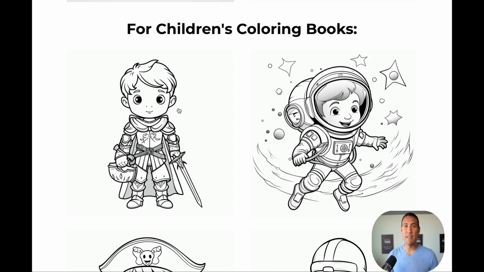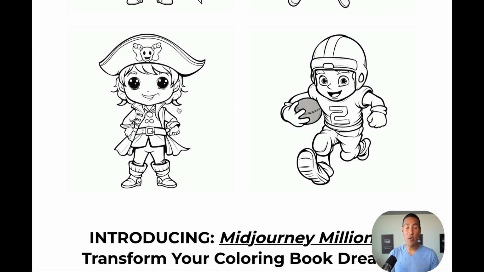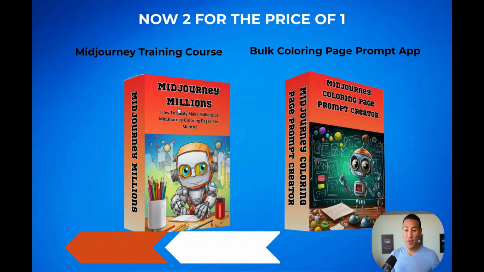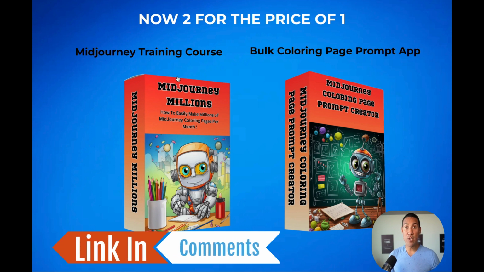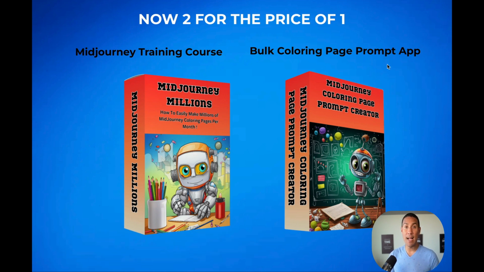It's very inexpensive to get the course and the software, the bundle, which will allow you to create these amazing looking characters and images for your coloring books within minutes. Okay, so what do you get for the payment? You get the training course which teaches you the prompts and how to write prompts which will create those great looking images. And then also the bulk coloring page prompt app. It's a Chrome extension which you open in a new Chrome browser, and you use that to create the prompt, which will then be fed into Midjourney, which will create the images that you want for your coloring book.